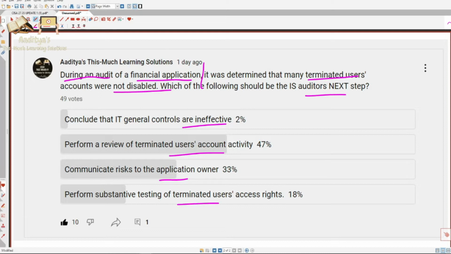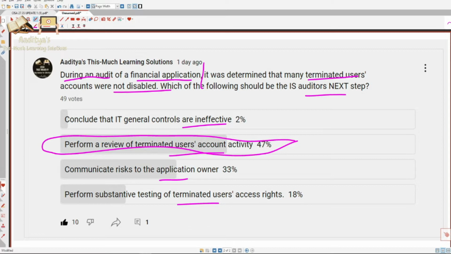Based on the poll, almost 47%, so you can say almost half of the people who voted, voted for option B. But here the answer is not option B. The answer is something else. Before discussing the answer, let us first analyze this particular question.